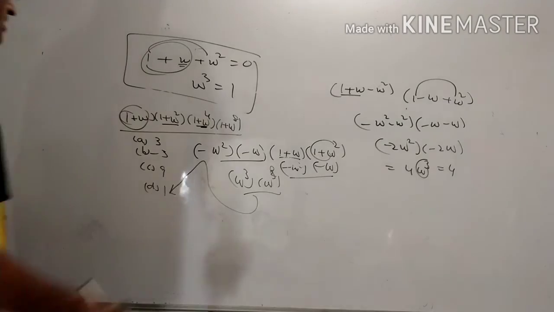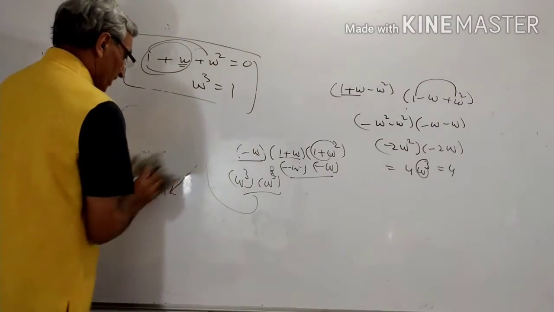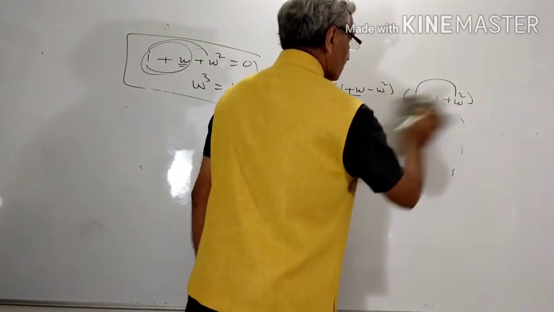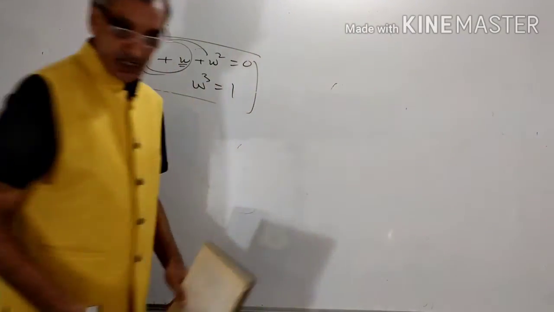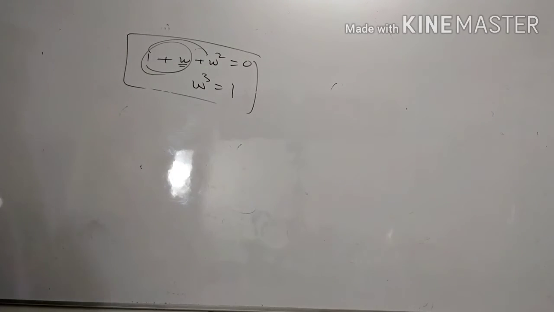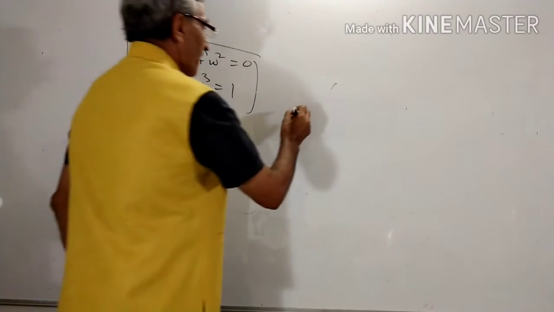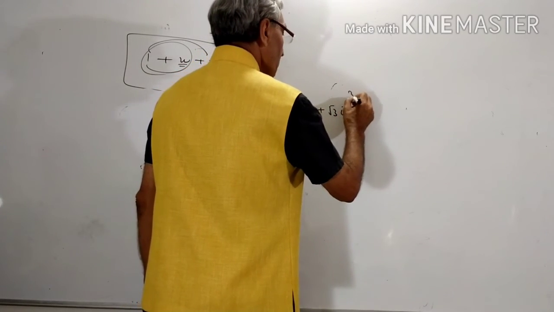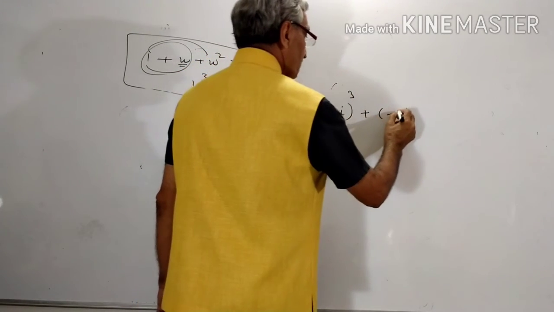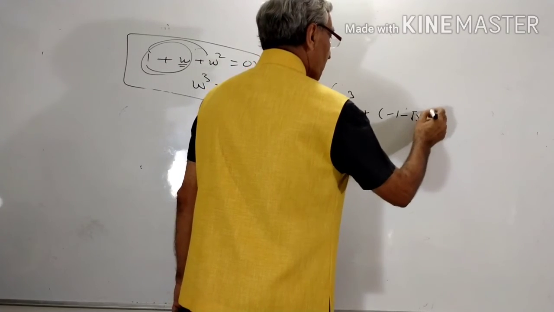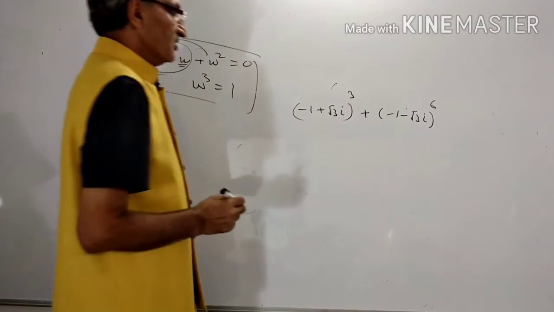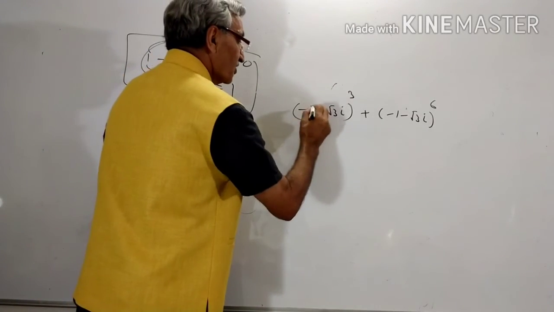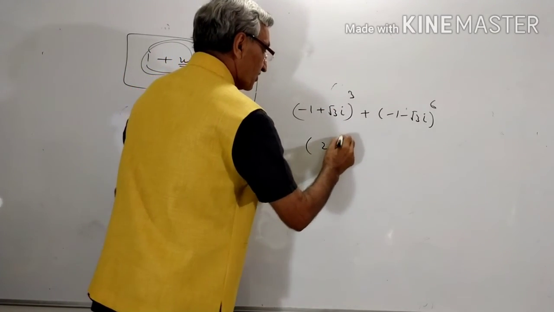So we have got the question based on the property which I have written here, that is 1 plus omega plus omega square. And before I end up, I must write down what is the answer for this: (minus 1 plus root 3 iota) raised to the power 6 plus (minus 1 minus root 3 iota) raised to the power 6. What is the answer of this? Friends, I know it's going to be 2 omega, it is 2 omega cube.